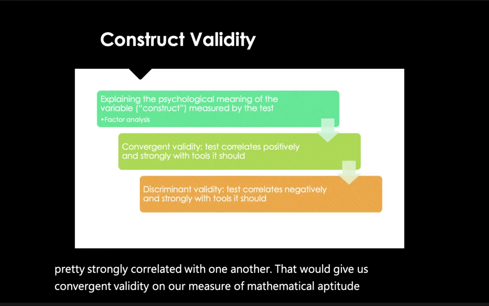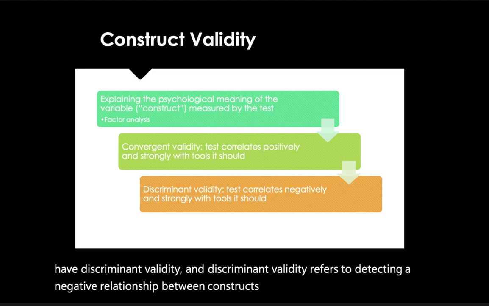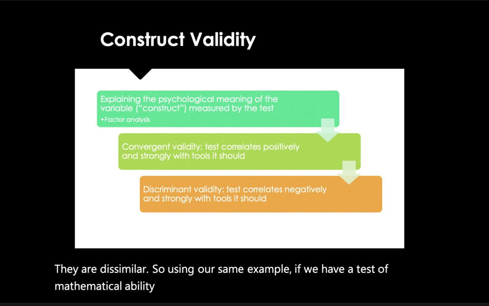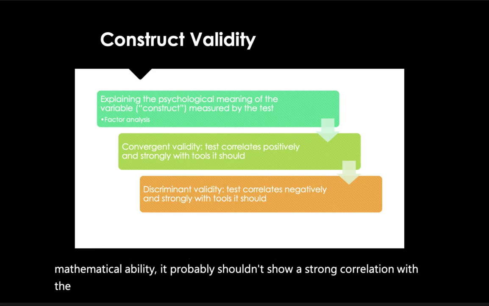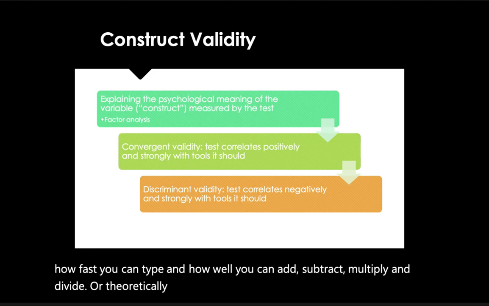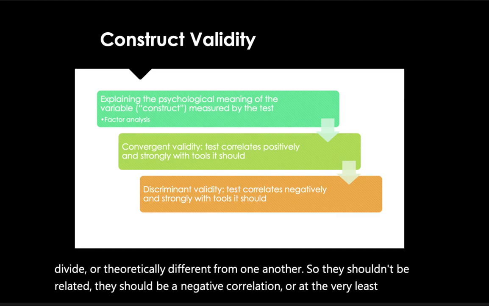We also have discriminant validity. Discriminant validity refers to detecting a negative relationship between constructs that we would expect are not related to one another. Theoretically, they are dissimilar. So, using our same example, if we have a test of mathematical ability, it probably shouldn't show a strong correlation with a test of clerical speed and accuracy, because they're completely different. How fast you can type and how well you can add, subtract, multiply, and divide are theoretically different from one another, so they shouldn't be related. They should show a negative correlation, or at the very least, a weak correlation.